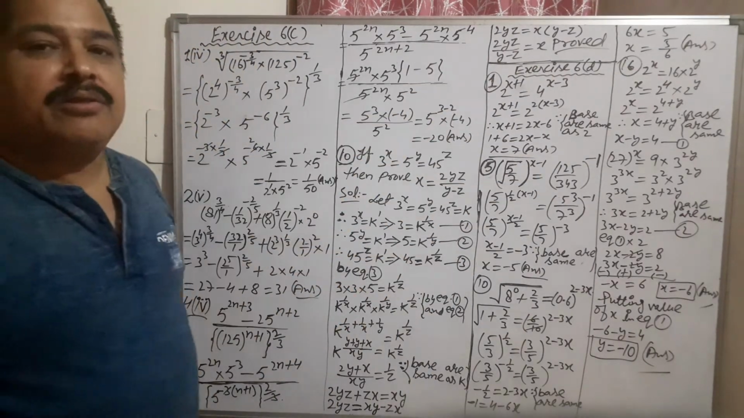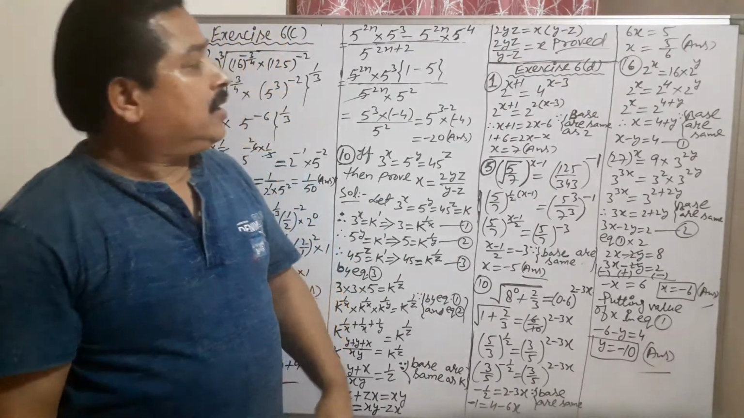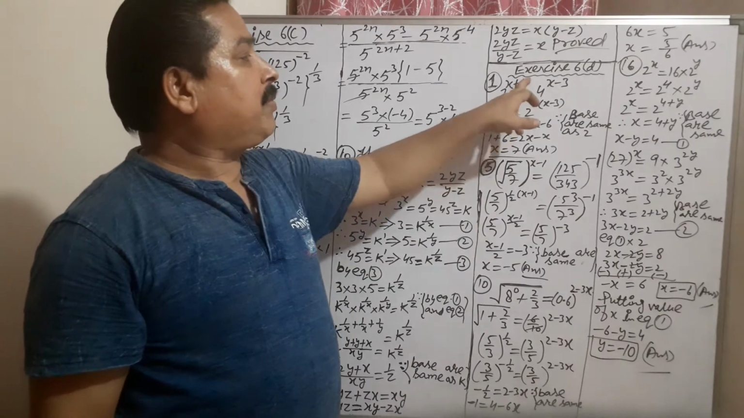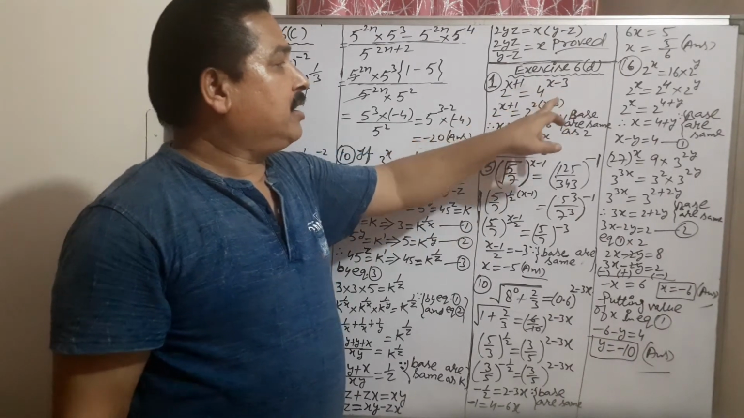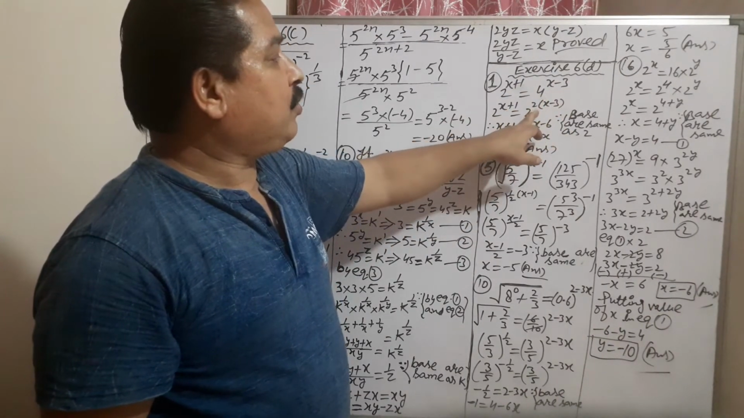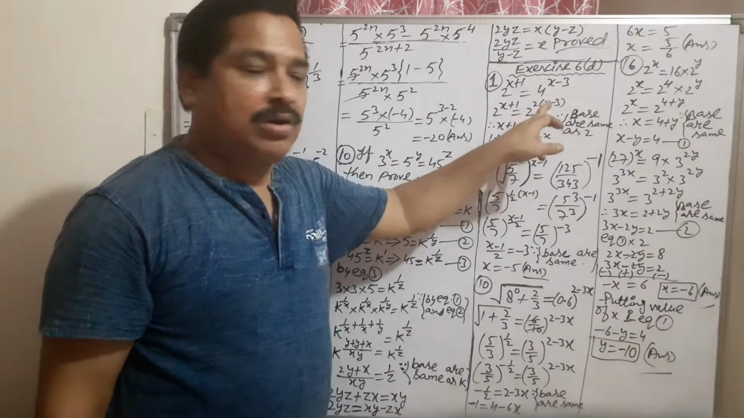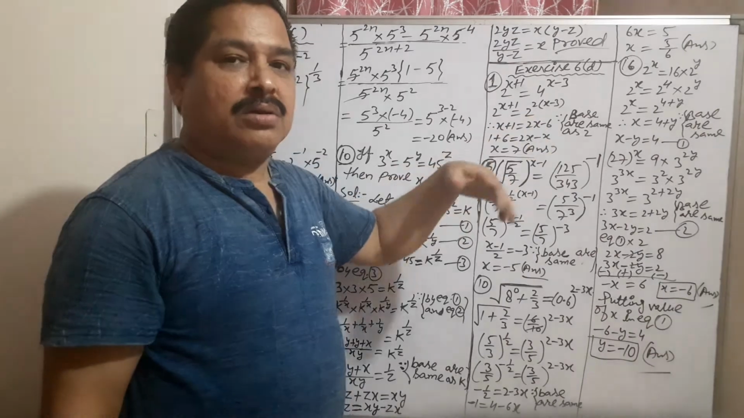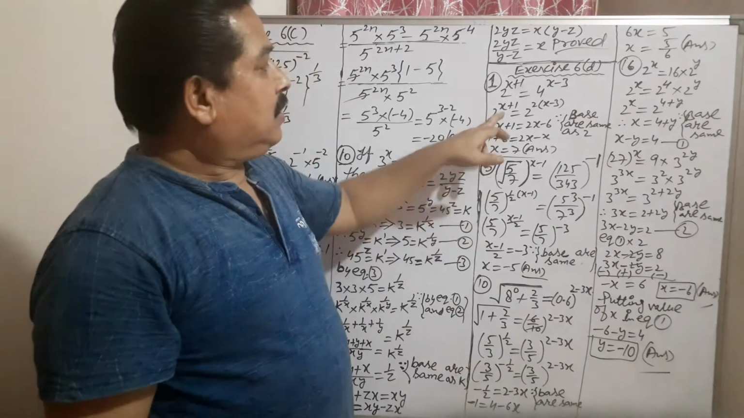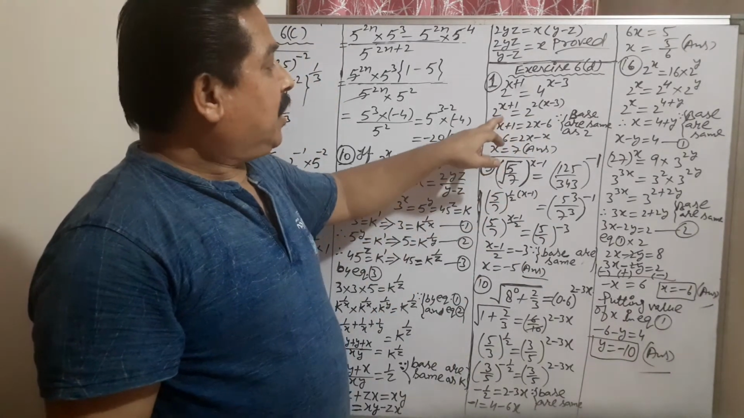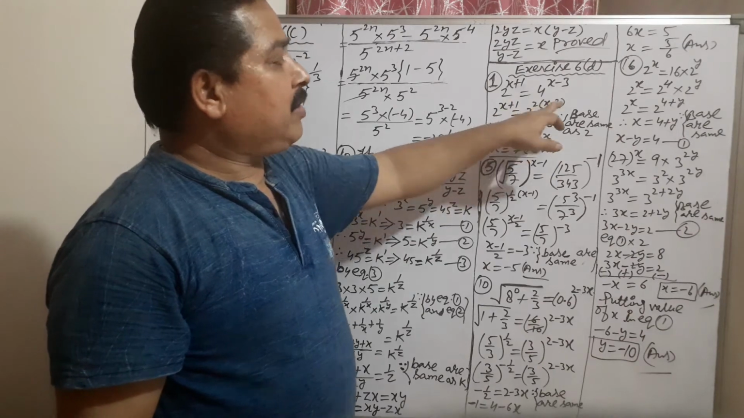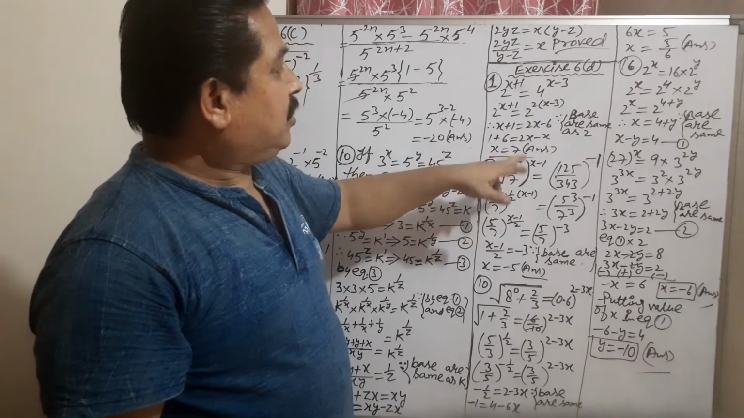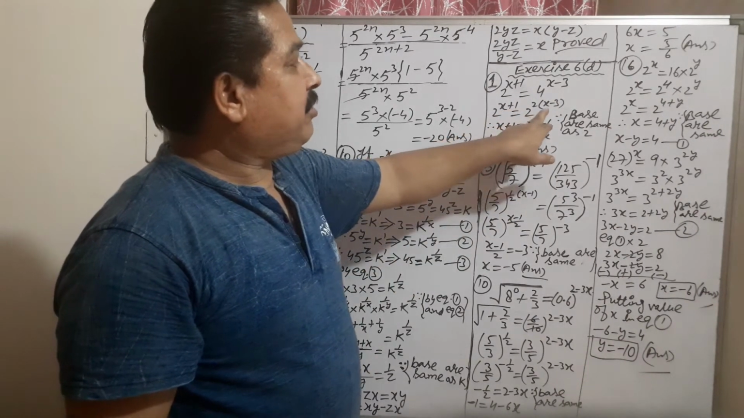Now see the exercise 6D. In 6D, this is given: 2 to the power this and 4 to the power this thing. So write in 2 form: 2 to the power this, and 4 can be written as 2 to the power 2. Now bases are the same. This is the rule, the second last rule: if bases are the same, then powers will be equal. So take x plus 1 equal to this thing.